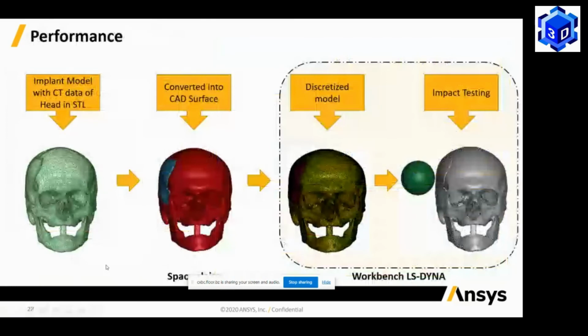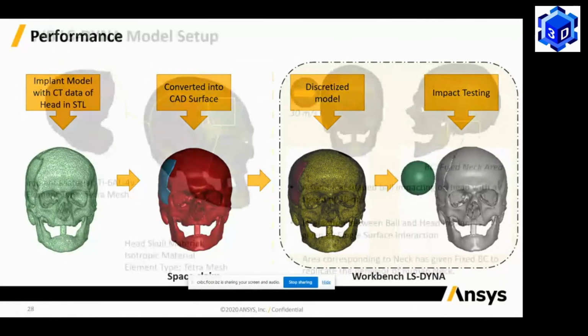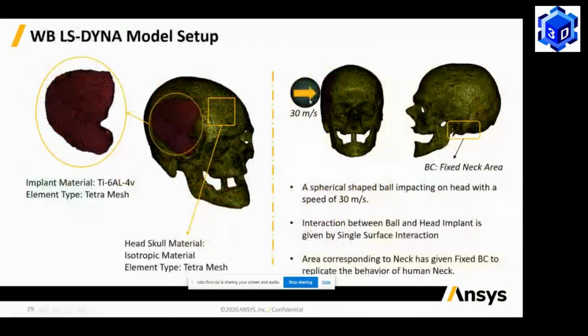This is again all the FEA process that is involved: modeling the implant, then discretizing it, and then giving the different boundary conditions for this impact. This ball has been hit with a speed of 30 meters per second at the center of this cranial implant.